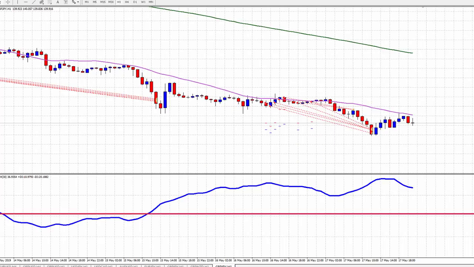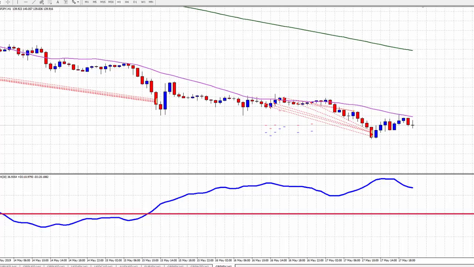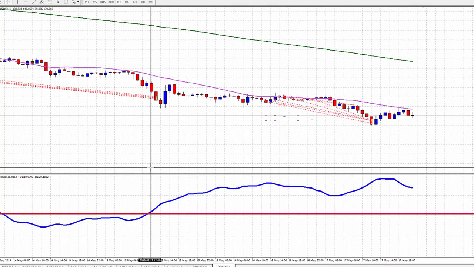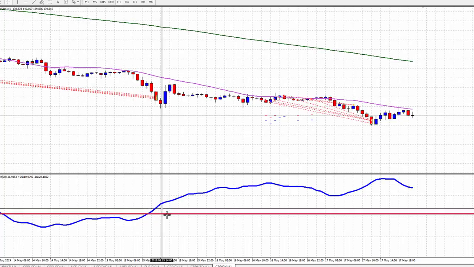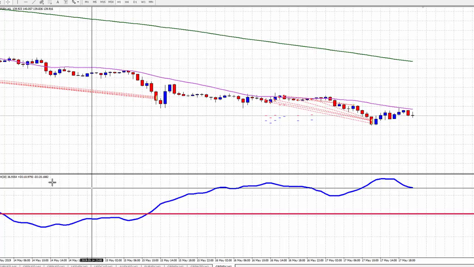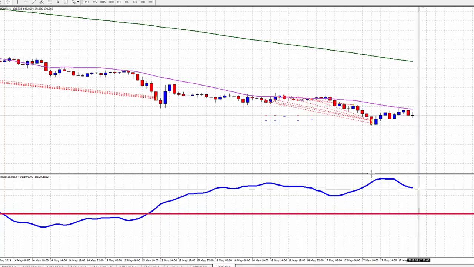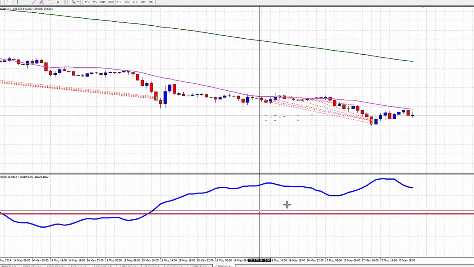So what it's saying is only open trades. The rules, remember, were only open trades when both these lines are pointing in the same direction, which is down, and only open trades when the ADX is above 25, based on a 30 ADX. So there we are. This whole area is a tradable area.